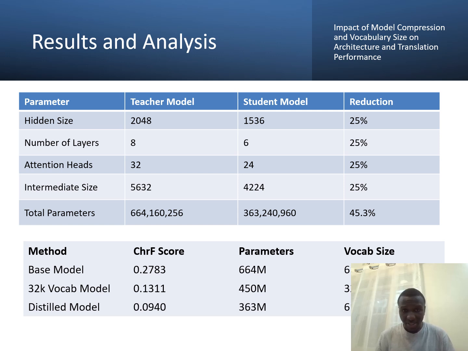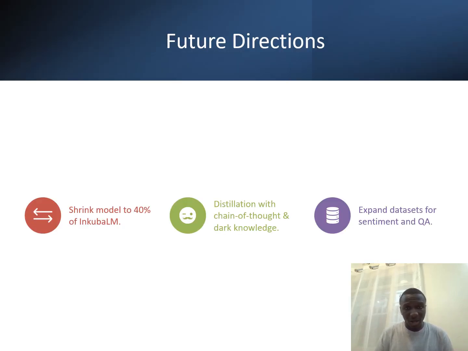For the baseline, this is the result. When we use the 32K vocabulary size, while everything remains the same with the number of layers at 8, we had this performance. Now, for future work, we intend to focus on shrinking it a bit further, distilling it with chain of thought, and expanding the data set. Thank you.